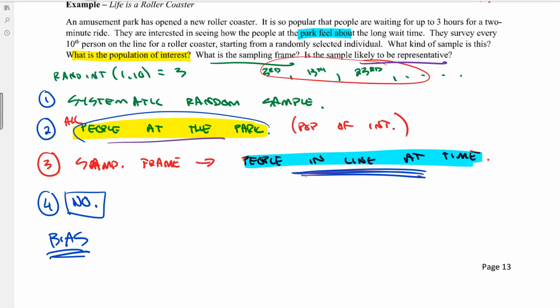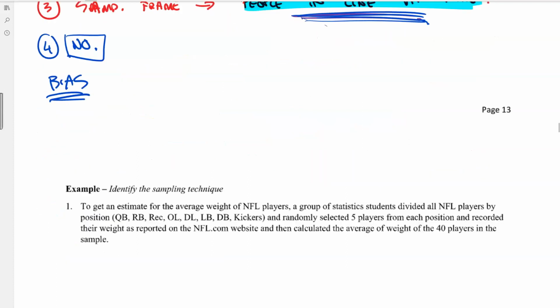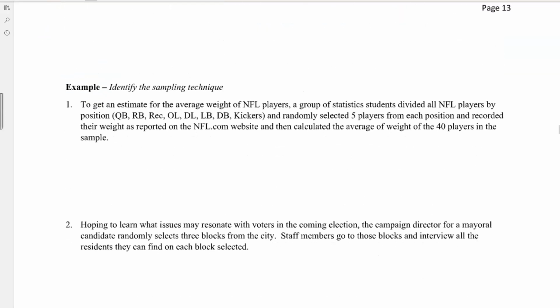There's a good chance that the people that are not in line look at the line and say, I don't want to wait in line. This is ridiculous. I paid to get in here. I'm not going to wait in line. So it's very likely that the people that are not in line have a different opinion about waiting in line than the people that are in line, okay? So that would cause bias and would cause our estimate to be off in a certain direction, and so on. Okay?